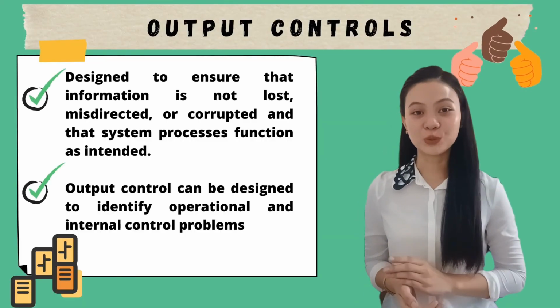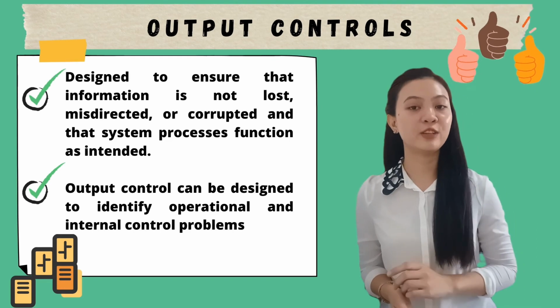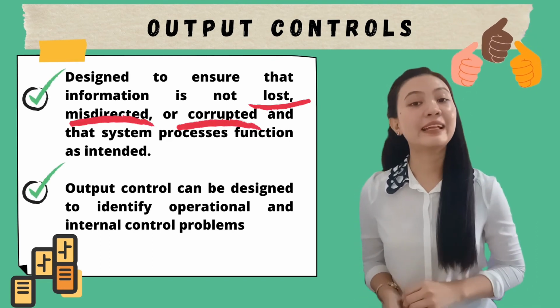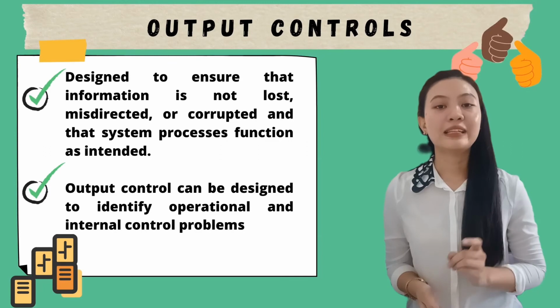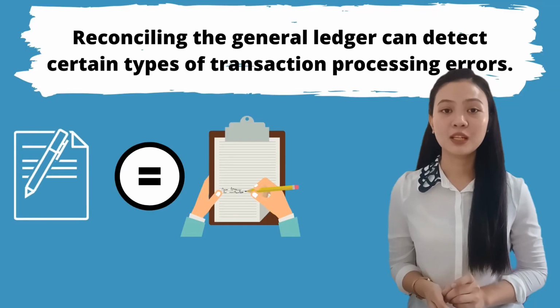Next is output controls. Output controls are designed to ensure that the information is not lost, misdirected, or corrupted, and that the system processes function as intended. For example, daily summaries of cash disbursements to vendors and inventory receipts should go to managers to report the status of their operations. Output controls are designed to identify operational and internal control problems.